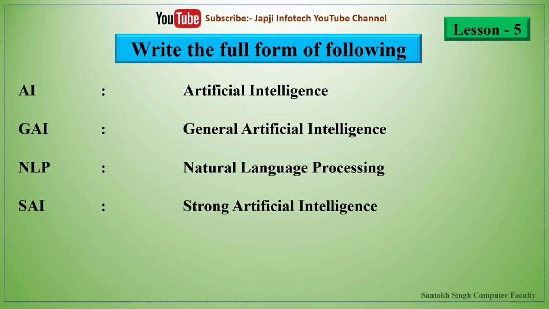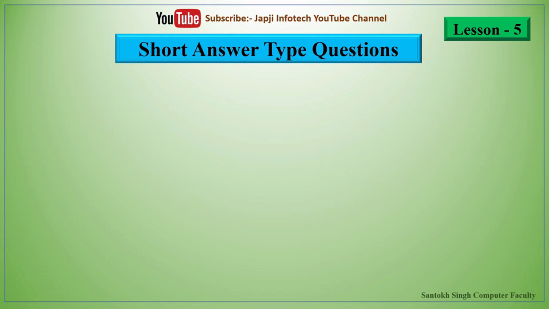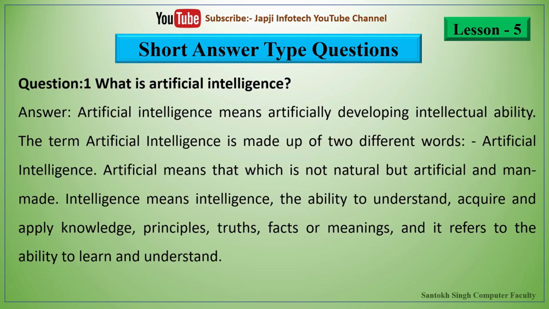SAI stands for strong artificial intelligence. So now we will learn about short answer type questions. The first question is, what is artificial intelligence? Artificial intelligence means artificially developing intellectual ability.